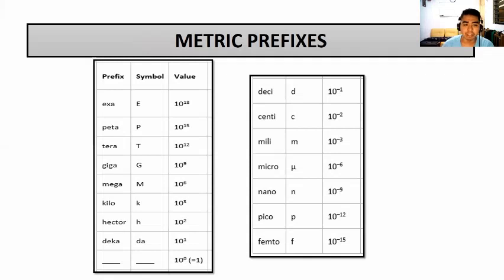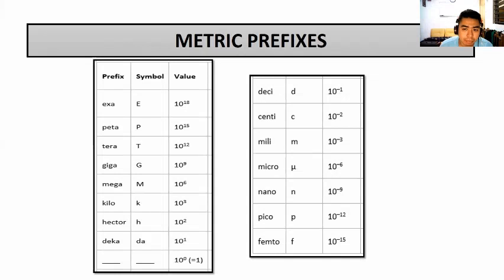Metric prefixes. So you have here the prefix exa, symbol E, value 10 raised to 18. Peta, P, 10 raised to 15. Tera, T, 10 raised to 12. Giga, G, 10 raised to 9. Mega, M, 10 raised to 6. Kilo, k, 10 cubed. Hecto, h, 10 squared. Deca, da, 10 raised to 1. And our base is 10 raised to 0, and 10 raised to 0 is equal to 1.